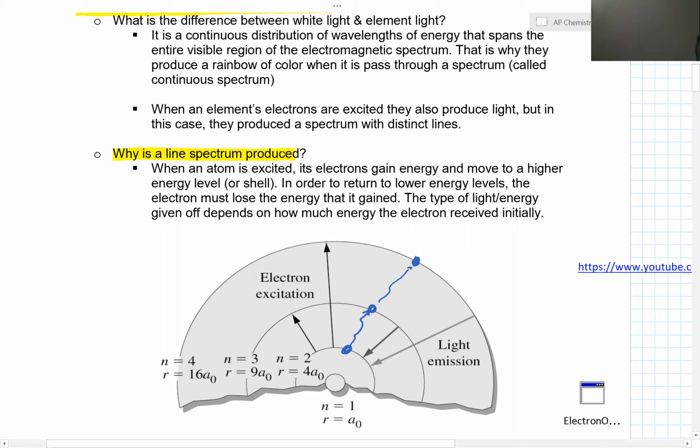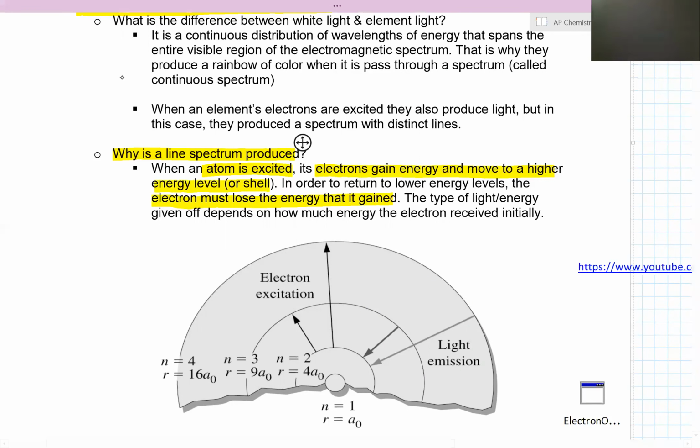Okay. Now, when an atom is excited, it means that it gains energy, whether the energy comes from light, heat, whatever. The electrons gain energy and move to a higher level or shell. And in order to return to the lower energy levels, the electron must lose the energy that it gained. And the type of energy, light or otherwise, given off depends on how much the electron received initially.